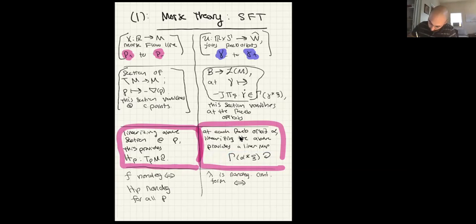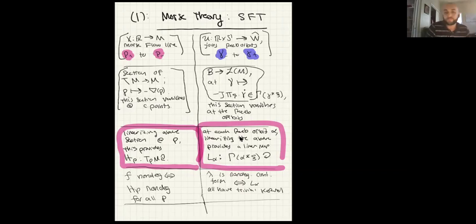Okay. So your contact form is non-degenerate if and only if your asymptotic operators, none of them have a kernel. So all have trivial kernel. Okay. All right.